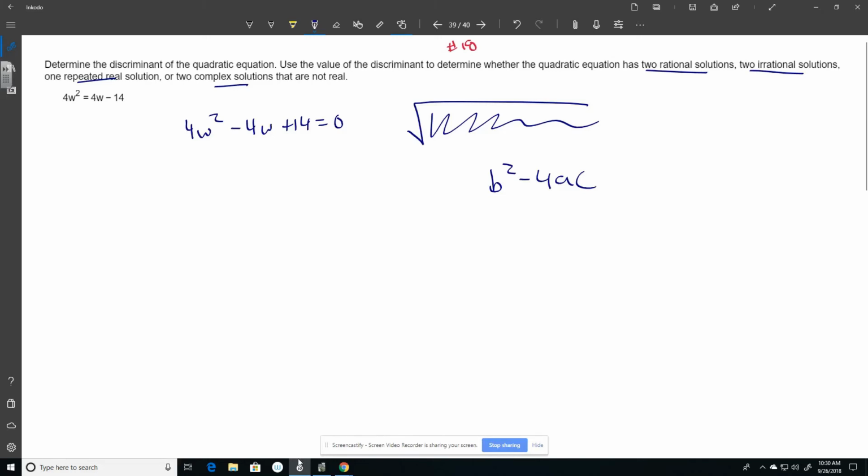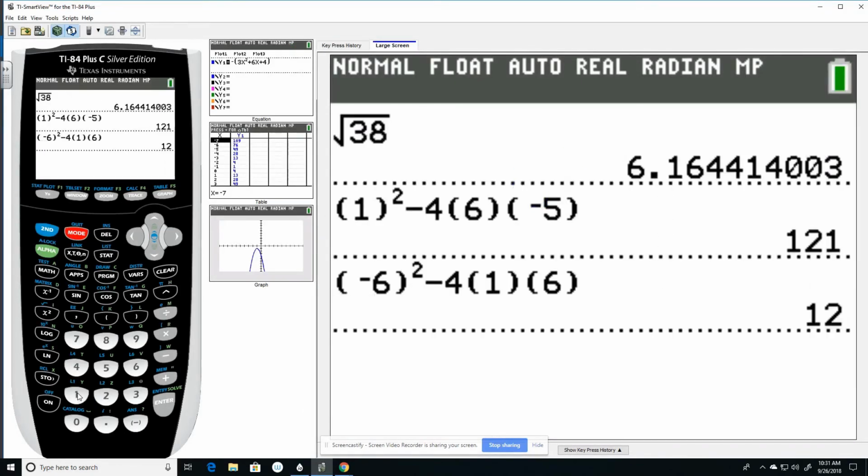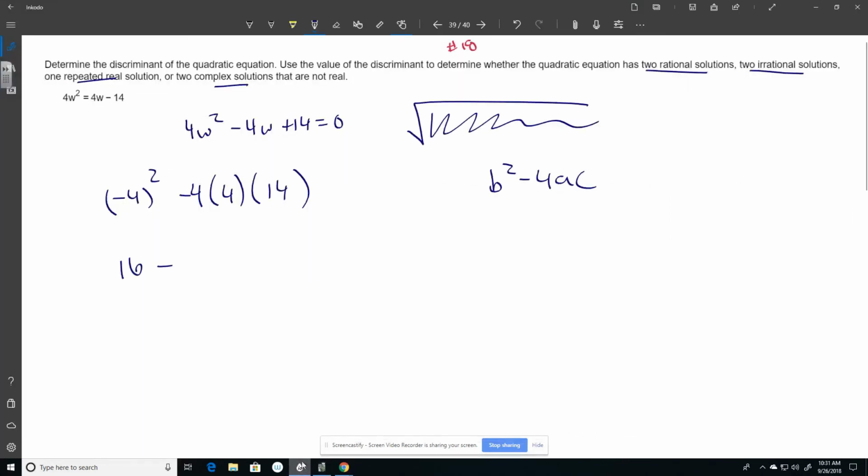So b is -4, so -4 squared. And then I'm going to subtract 4 times 4, and then I'm going to times it by 14. So -4 squared is 16, minus 4 times 4 is 16, 16 times 14, geez, I don't know. 16 times 14 is 224. So I'm going to subtract 224 from 16 and get -208. So I'm taking the square root of -208.